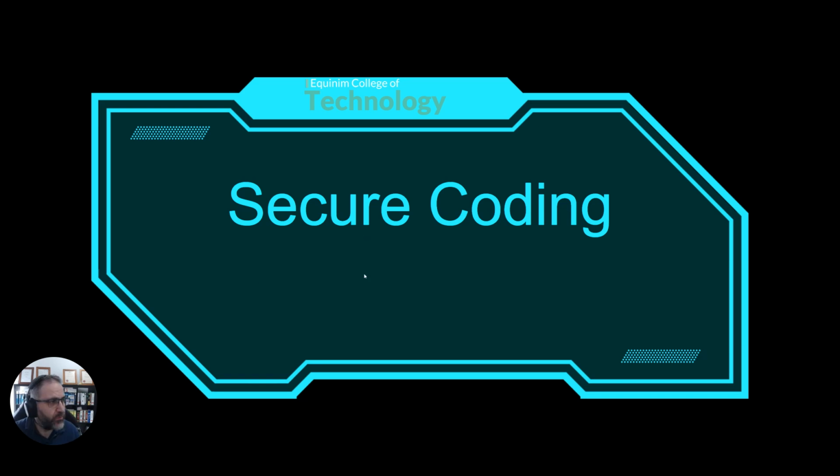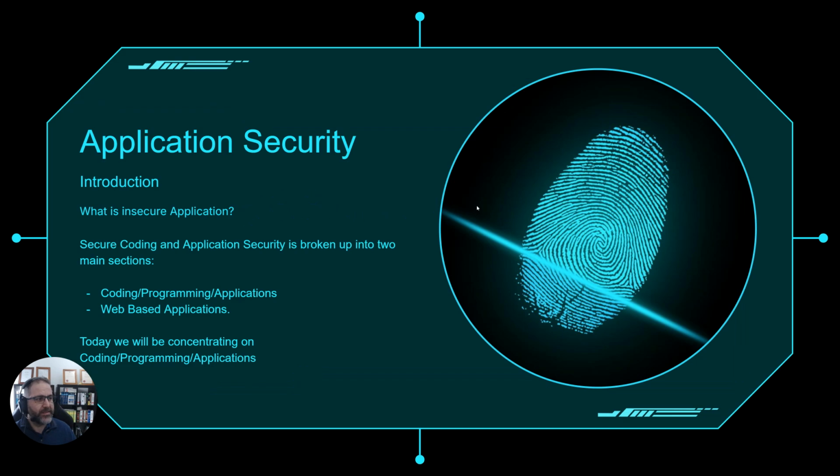So we'll go through that, and then later on we'll go through some of the labs as well. There should be about 5 or 6 that we'll go through today. So what is an insecure application? We'll go through that, and I'll show you a real demonstration that you can practice on your own as well. Secure coding and application security is broken up into 2 main sections. The first one, which we'll be going over in this lesson, is coding, programming, and applications. And the other part is web-based applications. There will be other videos on that a little bit later on.